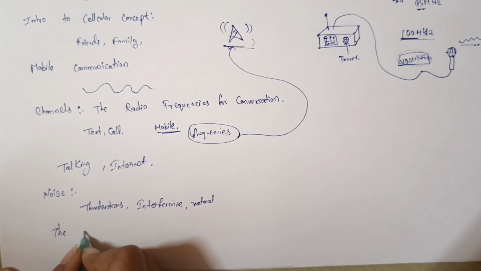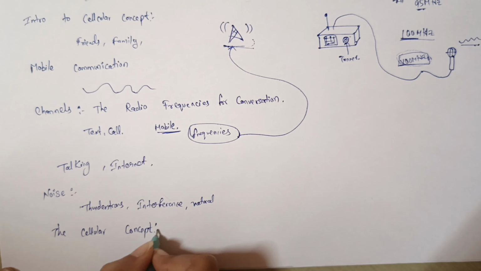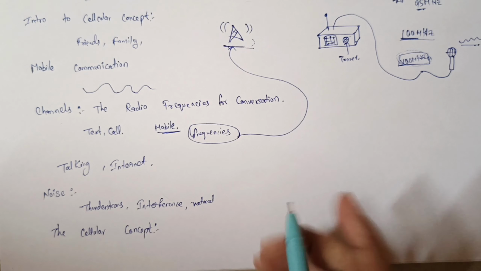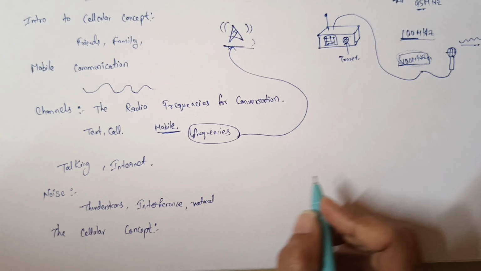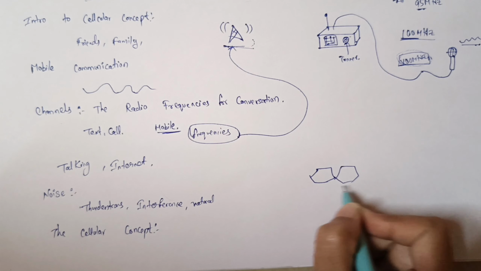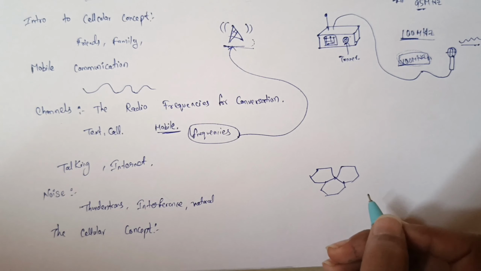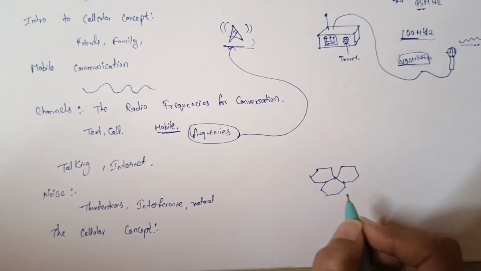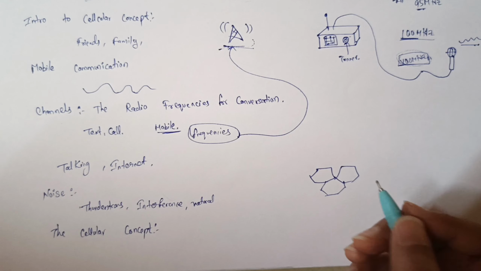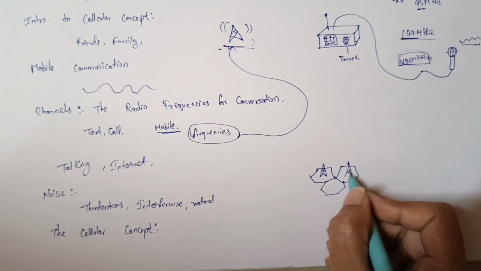The cellular concept is like a big puzzle that makes your mobile conversation work well. It divides the world into little cells which are hexagonal in shape, and these cells have their own mini radio towers, and when you move around, your phone connects to the closest mini tower. So this has a mini tower, this also has a mini tower.